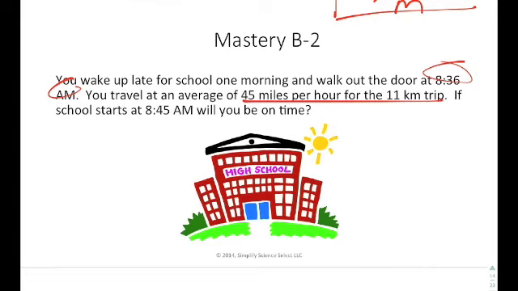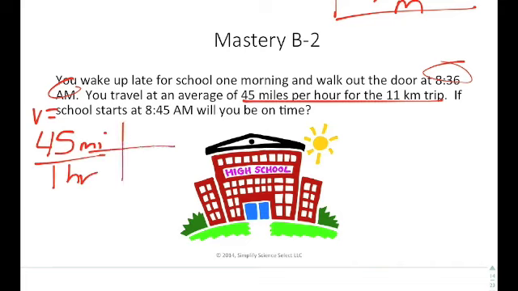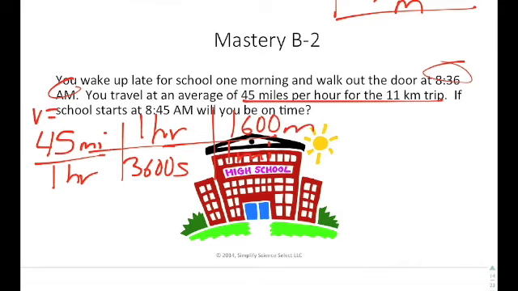So there's a lot of unit conversions that we need to do here, but we have a velocity, 45 miles per hour. Velocity equals 45 miles per hour. So we need to convert that. We'd say 1 hour is 3,600 seconds, and this is the most common conversion that you'll use in this particular unit. And we'd say that 1 mile is 1,600 meters. When we multiply that out, we get a velocity of 20 meters per second.